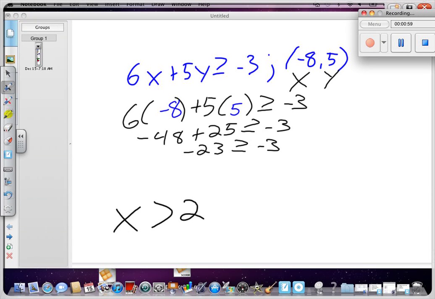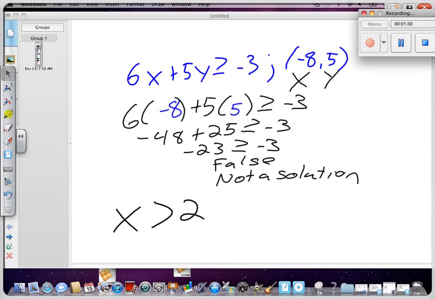Would you rather owe me $3 or owe me negative $23? I would rather you owe me $3. $23 means you're $23 in the hole versus $3 in the hole. So this is a false statement, and we would call this not a solution. Any other questions about that before I move on? So if I give you two numbers, you could plug it in?